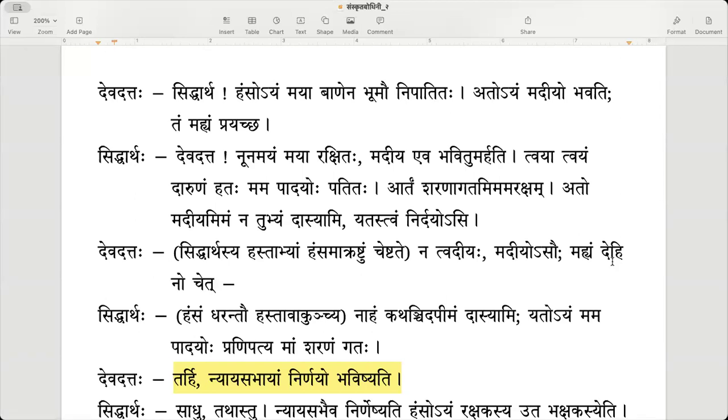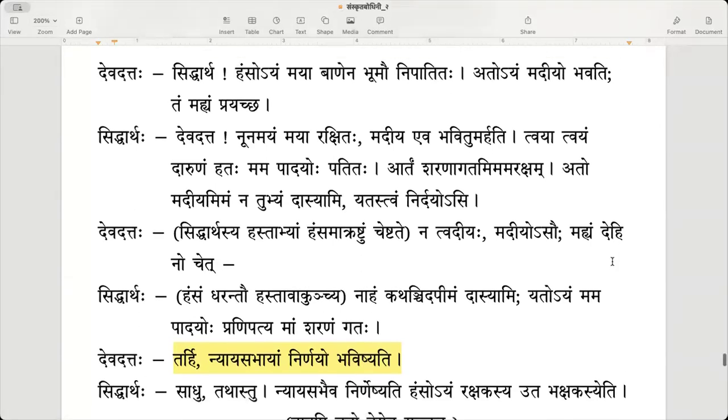I protected this, which is hurt and has come to me, has taken refuge in me. Therefore, this swan is mine. Na tubhyam dasyami. I will not give it to you. Yataha tvam nirdayah asi. Because you are merciless.